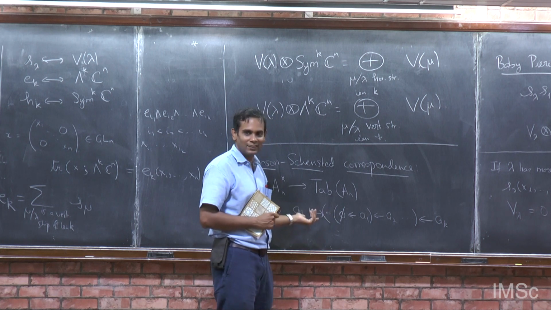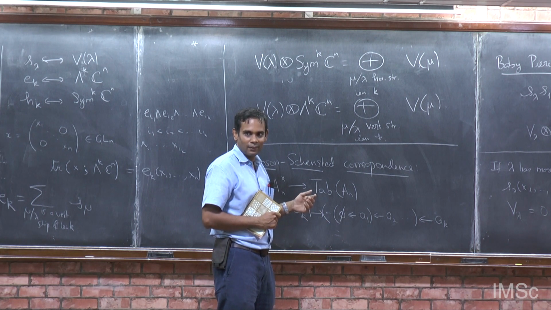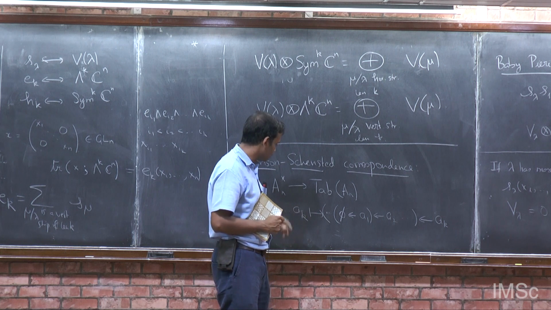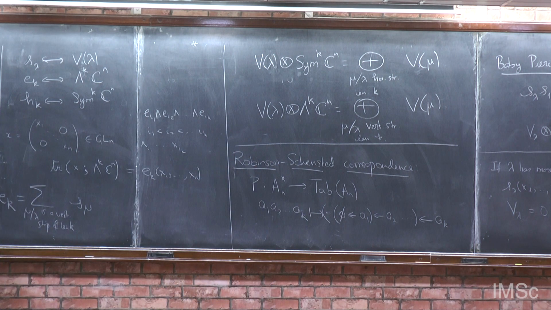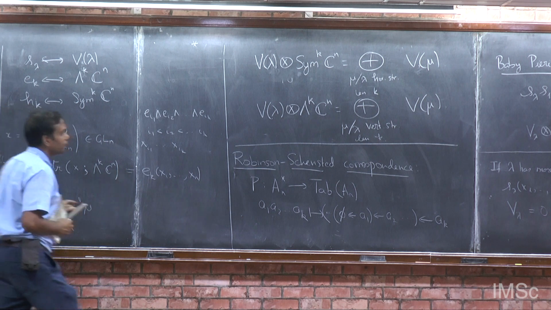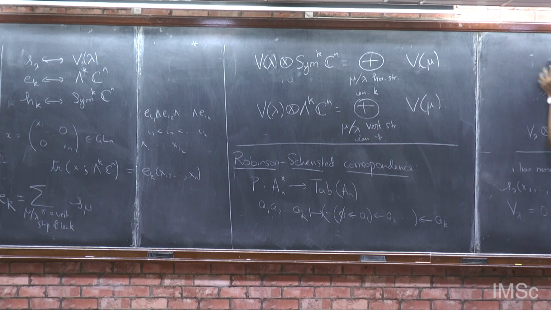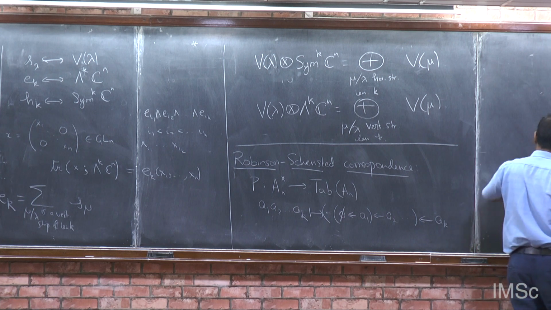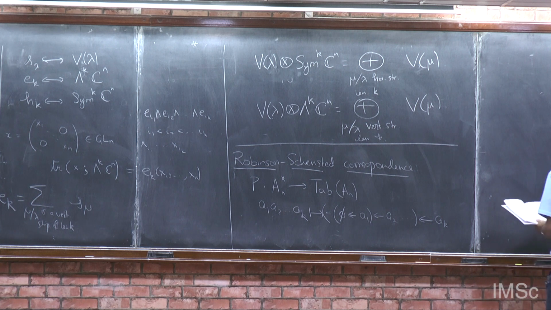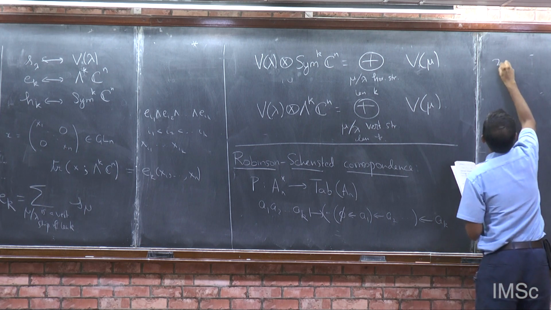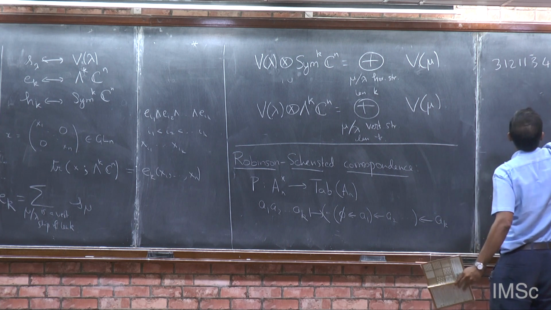So, this is a construction, but can we reverse this algorithm? Let us just do an example of this. So, sorry, maybe I can erase this. What do we need to do to reverse this algorithm? Let us just start with some word here, 3 1 2 1 1 3 4 2 1.